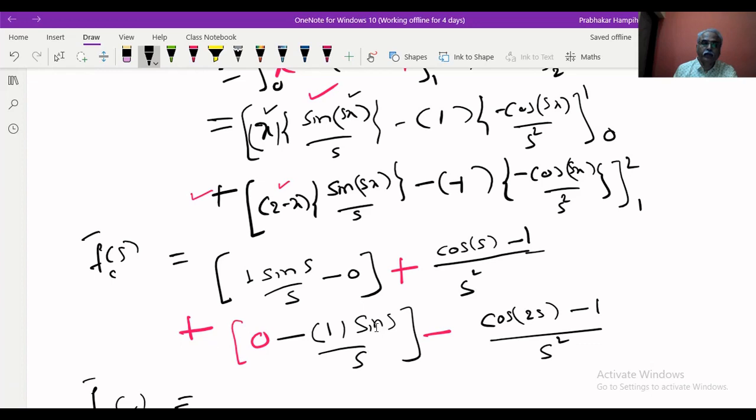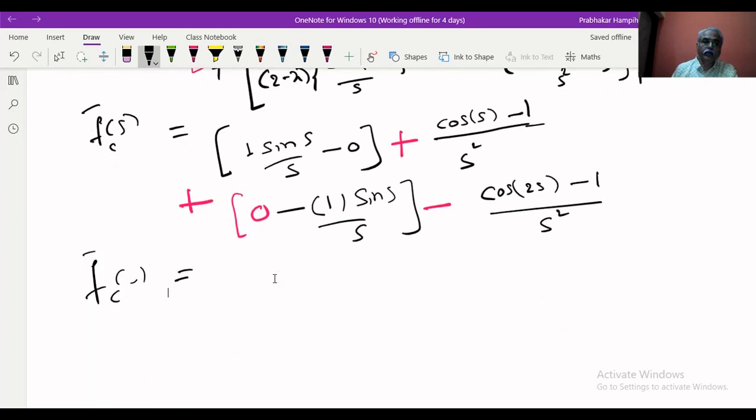Similarly here, the upper limit is 0, 2 minus 2, minus the lower limit x equal to 1. So these are 3 minus signs. Upper limit x equal to 2 minus the lower limit 1. So shall we end up with the simplification?